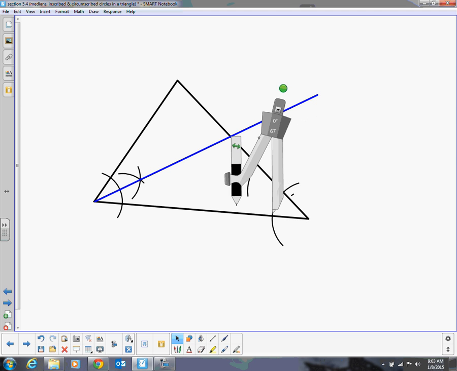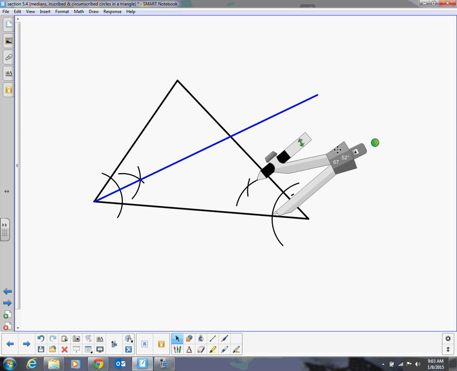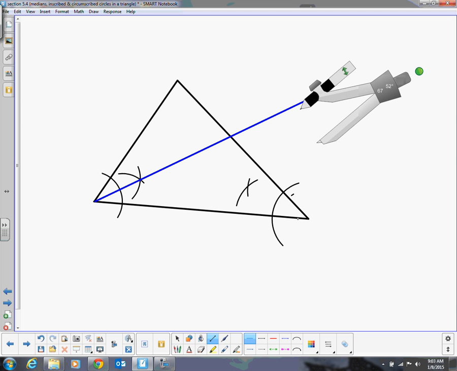Maybe there we go. So now I'm going to do another arc. All right, I'm going to move this out of the way. I'm going to go from this vertex, pass through that point of intersection. And what we have just found, this is an in-center right there. That point of intersection is the in-center.